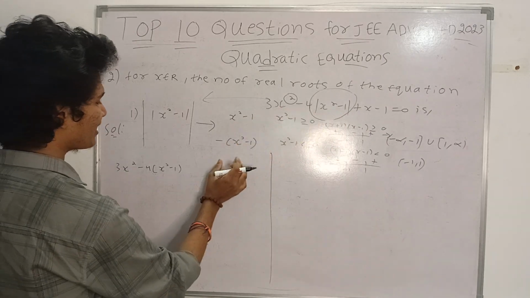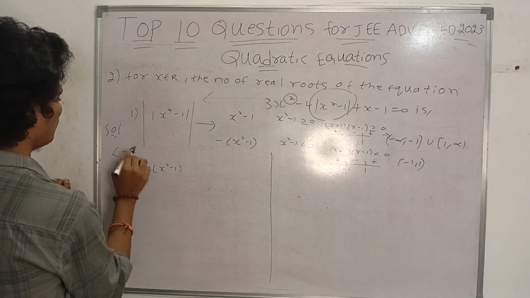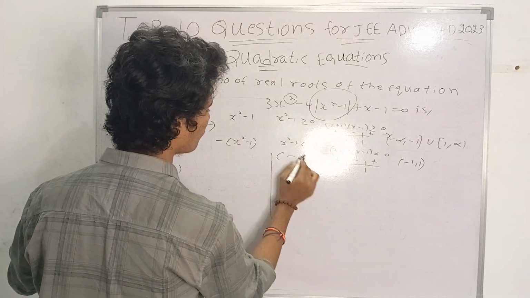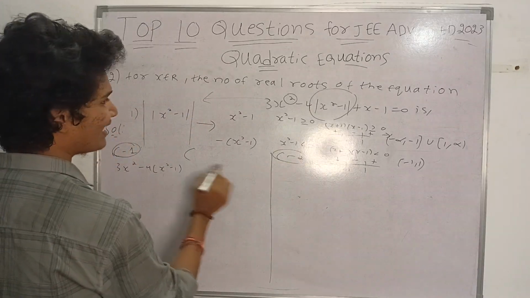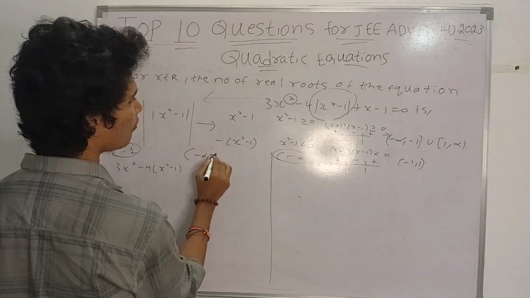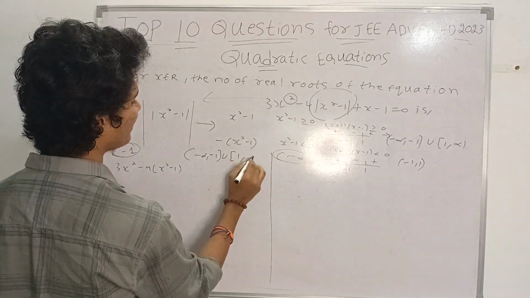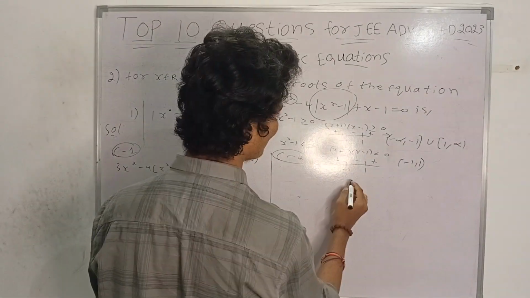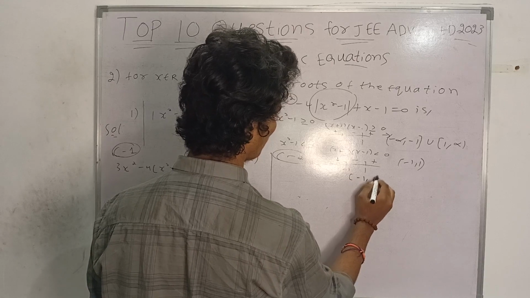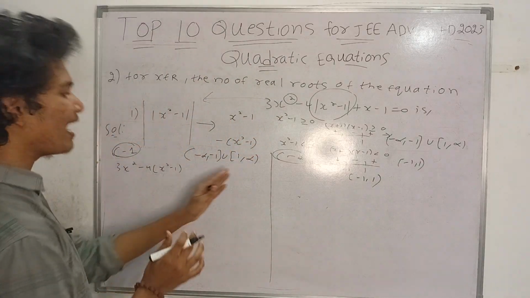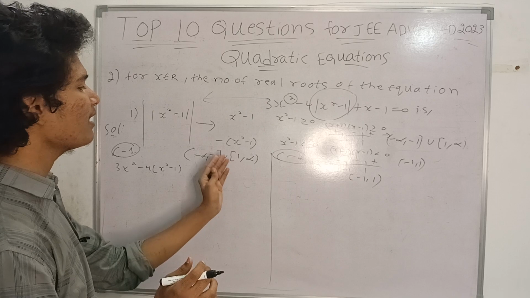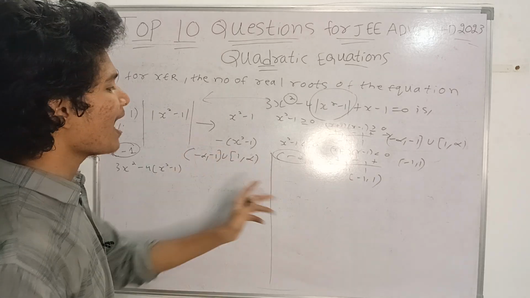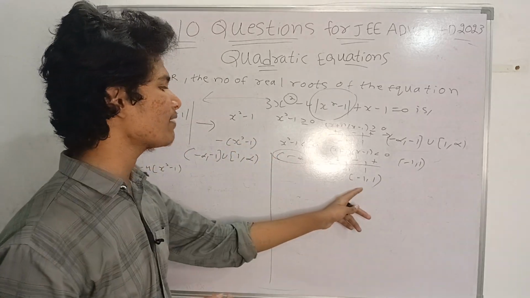So first I am taking the condition: this is case 1 and this is case 2. For case 1, what is the condition we got? Minus infinity to minus 1 union 1 to infinity, this is the condition. For case 2, what condition did we get? It is simply minus 1 to 1. So x should lie in the interval minus infinity to minus 1 union 1 to infinity for case 1, and for case 2 it should lie in the interval minus 1 to 1.